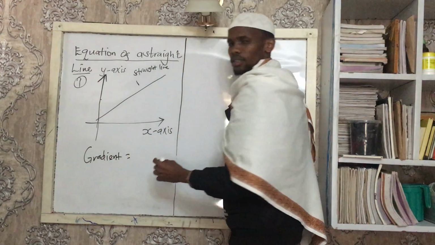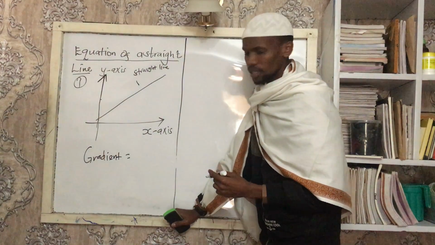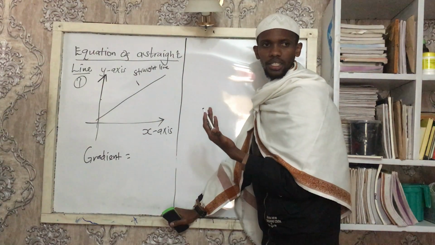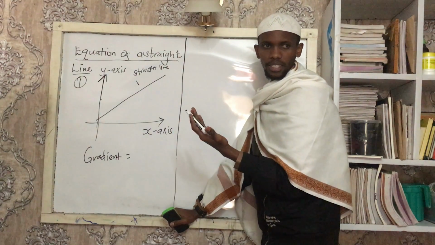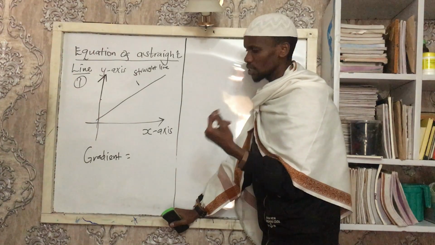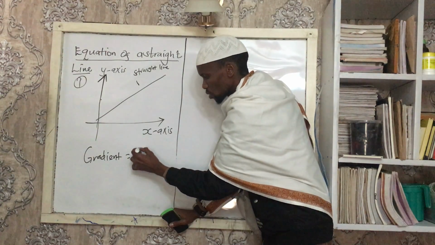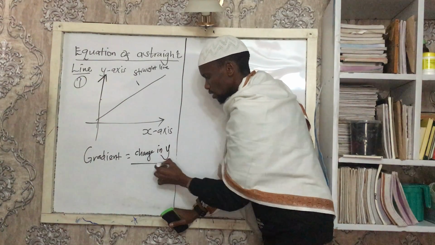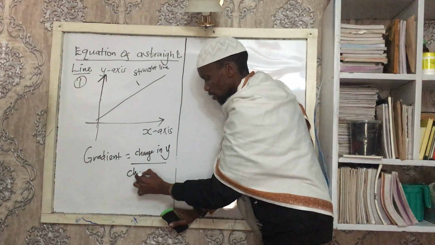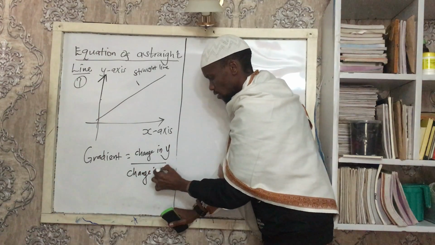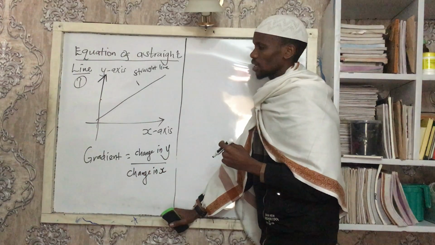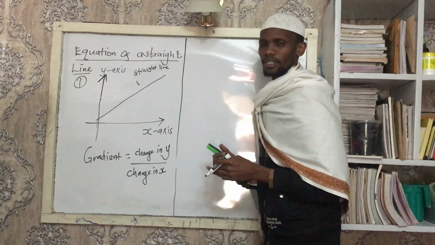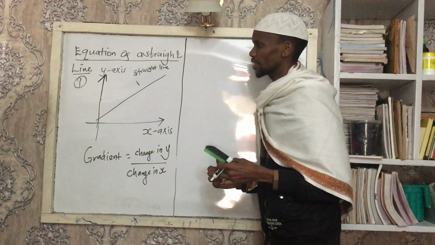Gradient simply is understanding by how much y has changed and by how much x has changed, and what is the relationship between these two. So simply, gradient is equal to change in y all over change in x. Change in y all over change in x. And what is the relationship between the change in y and the change in x?